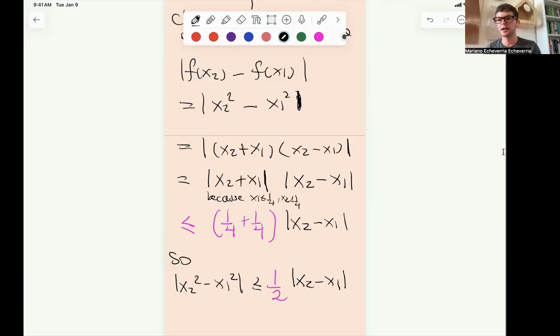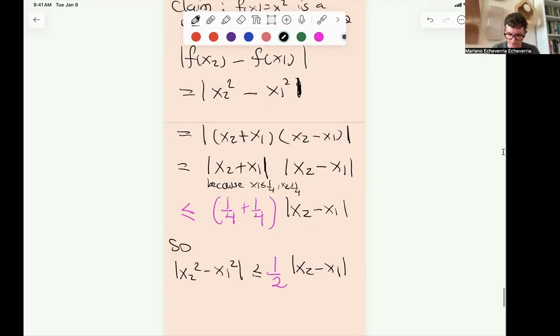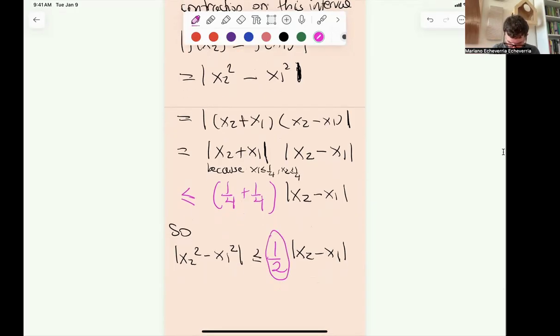So what that means is that you can take 2 points on the interval between 0 and 1/4, and when you square them, the distance between the squares cannot exceed half the distance of the original 2 points. So this is the contraction factor. Is that making sense?